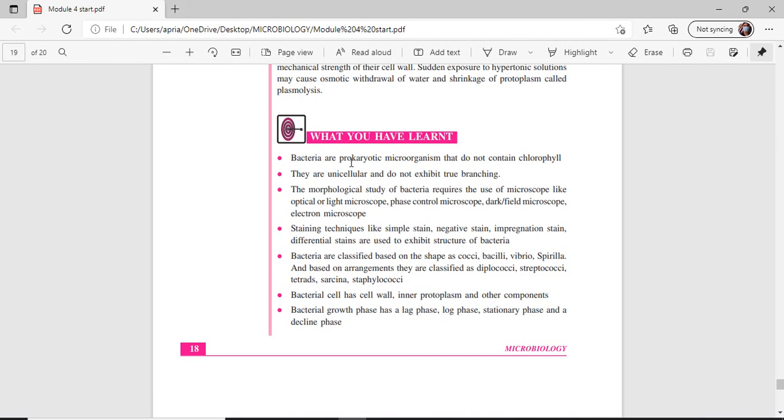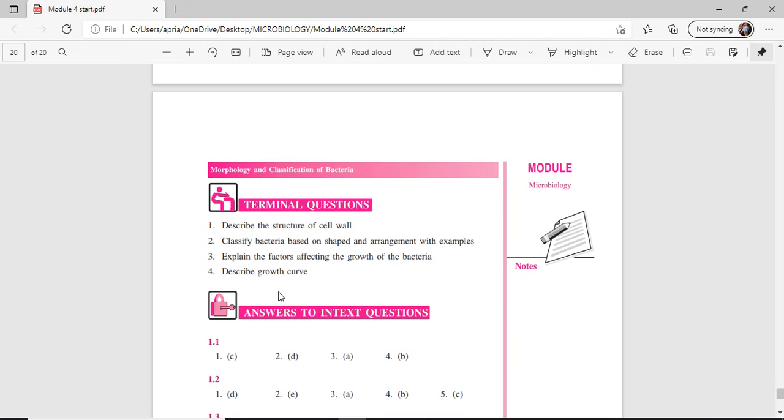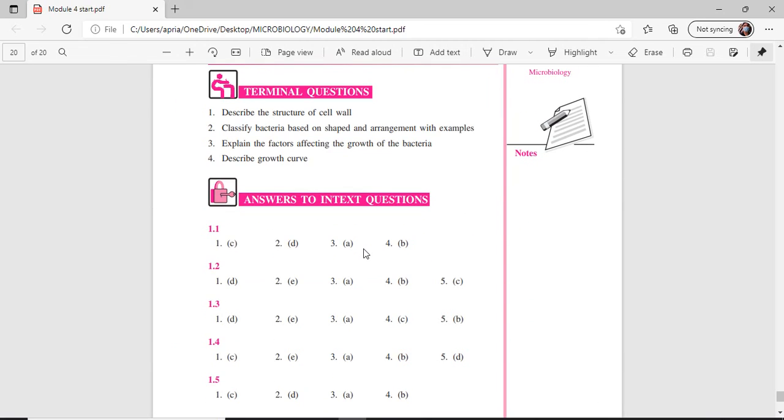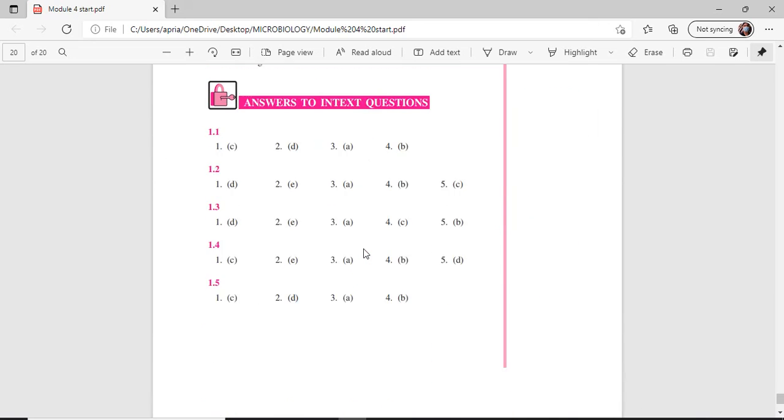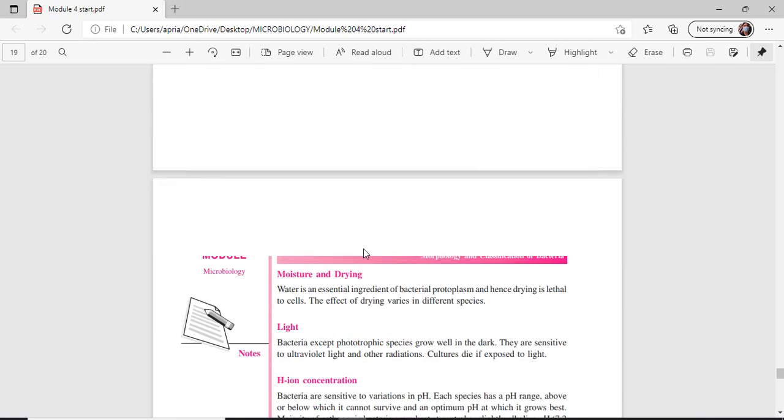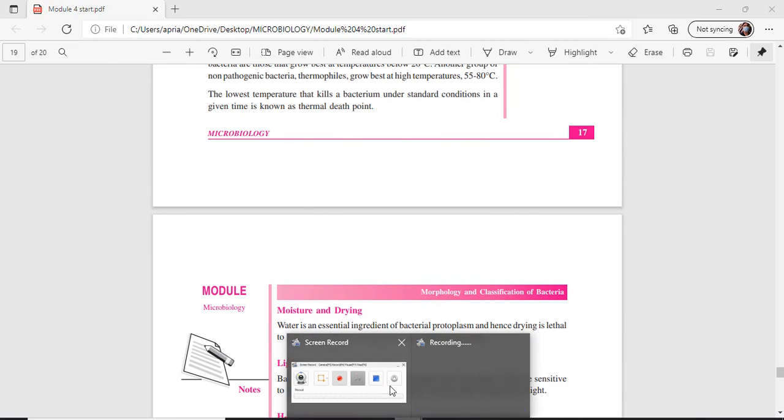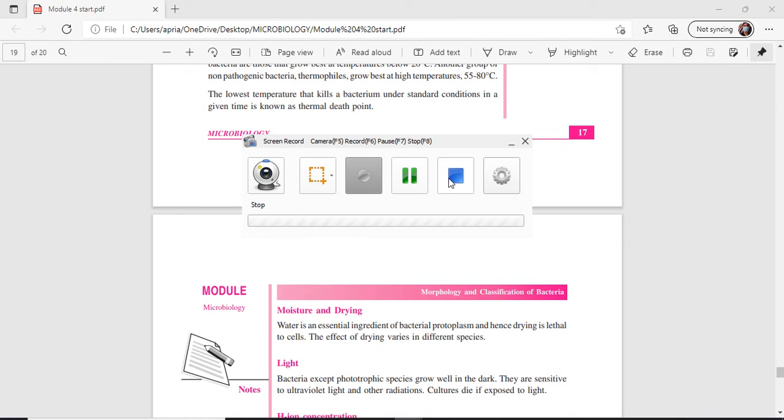Okay, so here you have what you have learned. So that would be all sa aton nga first part sa aton nga chapter 4. So stay tuned sa aton nga part 2, chapter 4. Thank you.